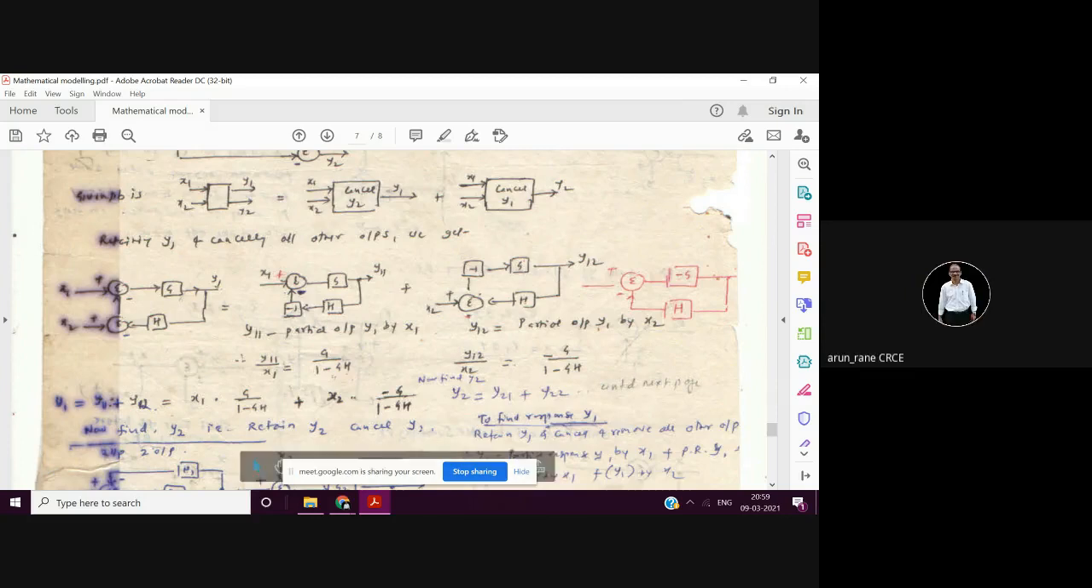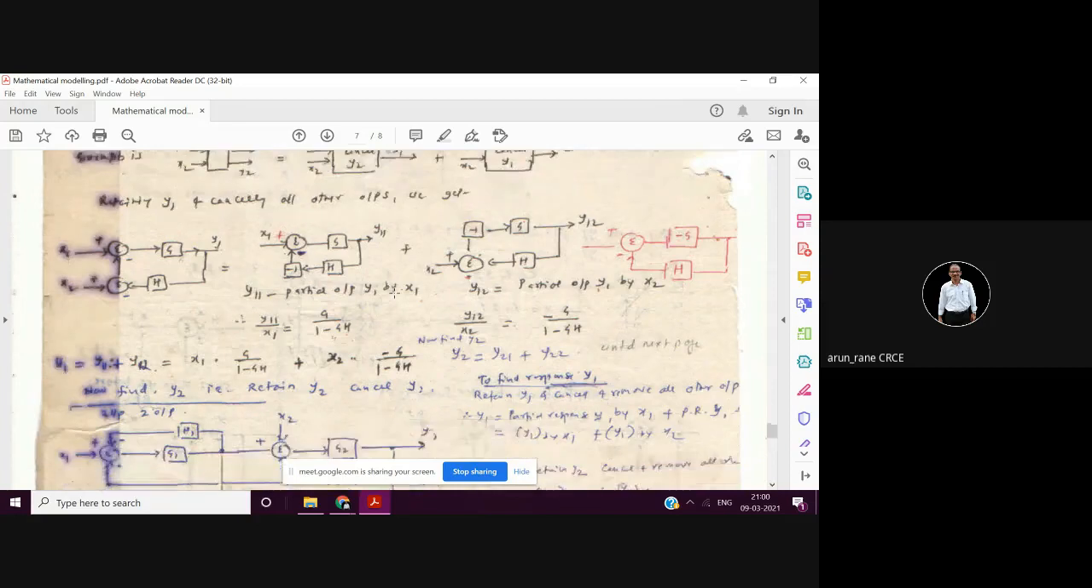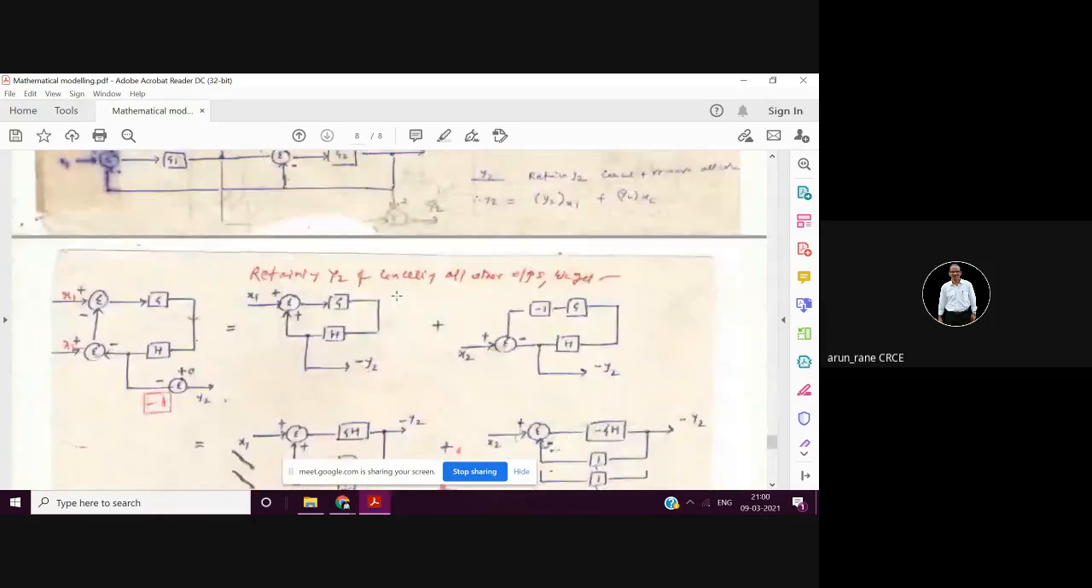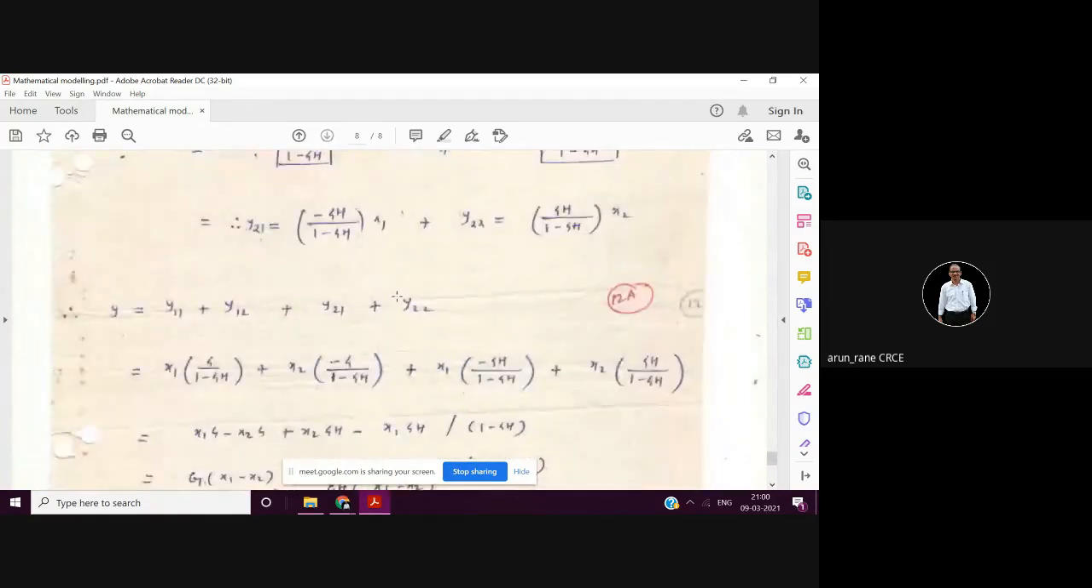Like earlier. Now same thing here also. You will find out y2 by considering x2 as 0, considering only x1, and in the second case you will consider only x2 and x1 will be 0. Fine. So altogether you will get four cases. That means in total output you will get four cases. Fine.